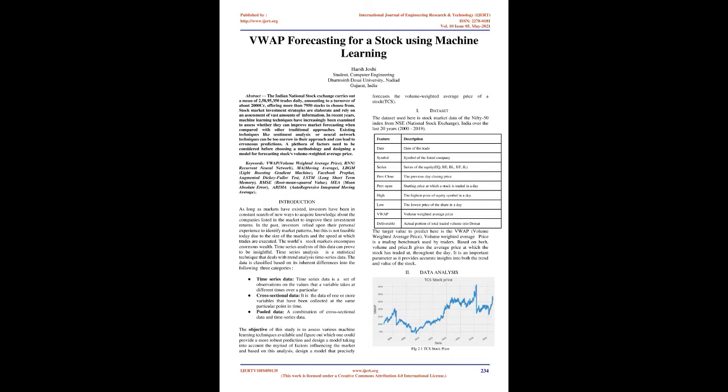2000-2019. Feature description. Date of the trade. Symbol of the listed company. Series of the equity: EQ, BE, BL, BT, IL. Previous close, the previous day's closing price. Open, the starting price at which a stock is traded in a day. High, the highest price of the equity symbol in a day. Low, the lowest price of the share in a day. VWAP, volume weighted average price. Deliverable volume, actual portion of total traded volume delivered into DMAT.